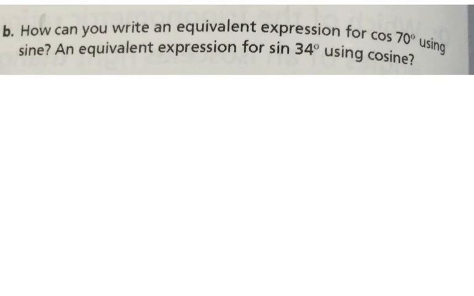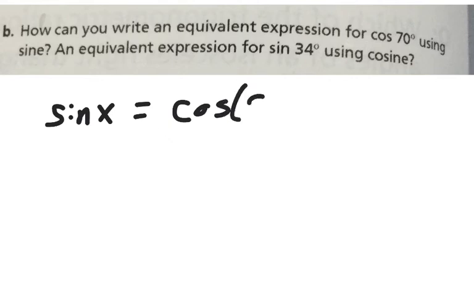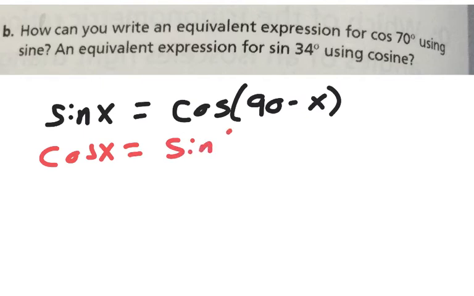Okay, so one of the things here that we need to know is if I take sine of some value x, that's equal to cosine of 90 degrees minus that same x. And this goes in the other direction as well. If I have cosine of some angle x, I can rewrite that as sine of 90 minus x. So those are the formulas we're going to have to use in order to work the B part here.